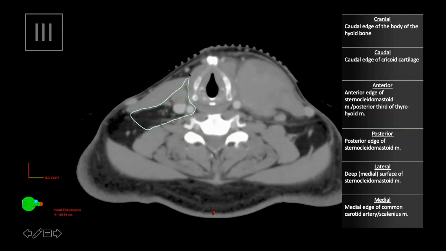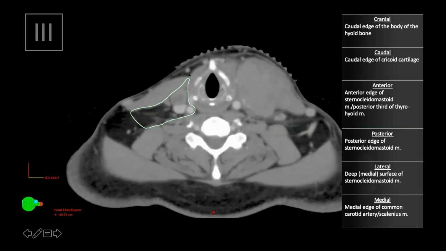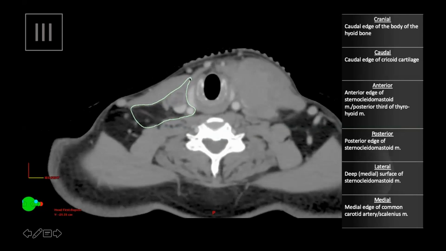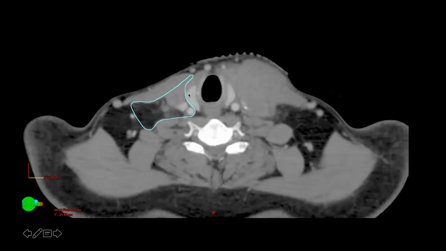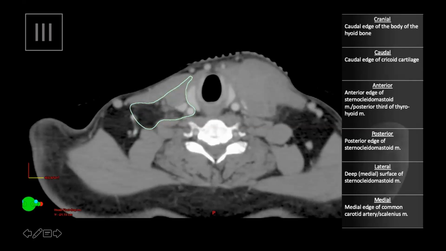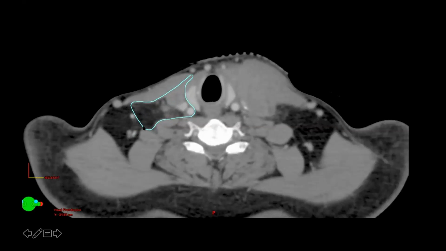So again, the space between the strap muscle and the sternocleidomastoid is very thin over here. So I could not extend my contour beyond. So anteriorly restricting by the anterior border of the sternocleidomastoid, posteriorly restricting by the posterior border of the sternocleidomastoid, laterally by the sternocleidomastoid, medially by the paravertebral muscles, and making it a point to include the common carotid artery and excluding the thyroid gland. So this is level 3, which at the lower border of the cricoid cartilage continues as level 4A.